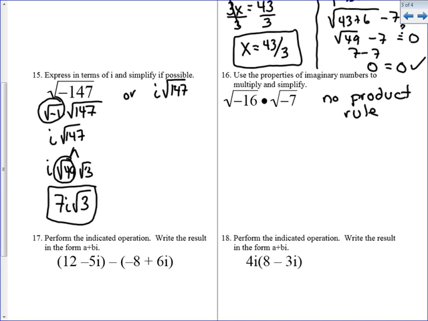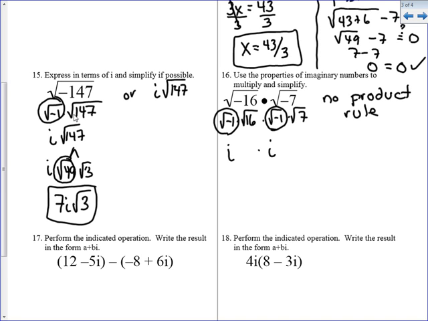Instead, write each one individually in terms of i, and then go ahead and simplify the real parts that you get back. So I would start by taking the square root of negative 1 from each of these, or jump right to your i's if you want. Square root of negative 1 gives me i. Square root of negative 1 gives me another i. But you don't always get 2 i's. If only one of those was a negative number, you'd have just 1 i.